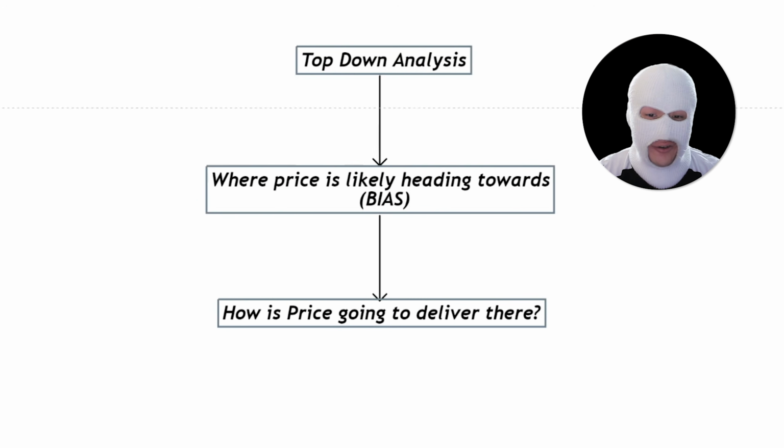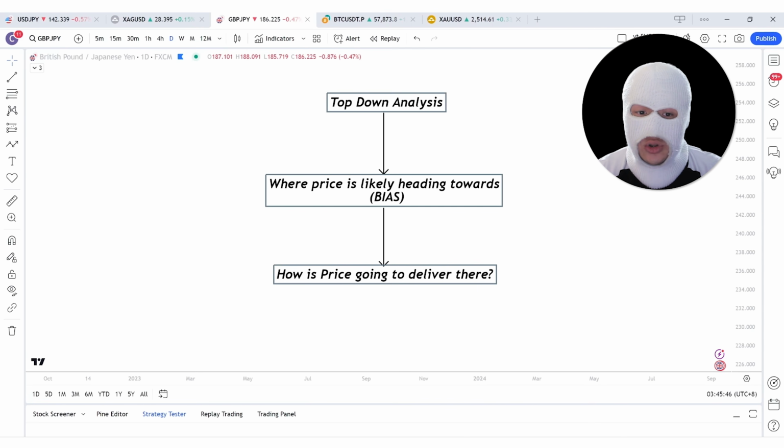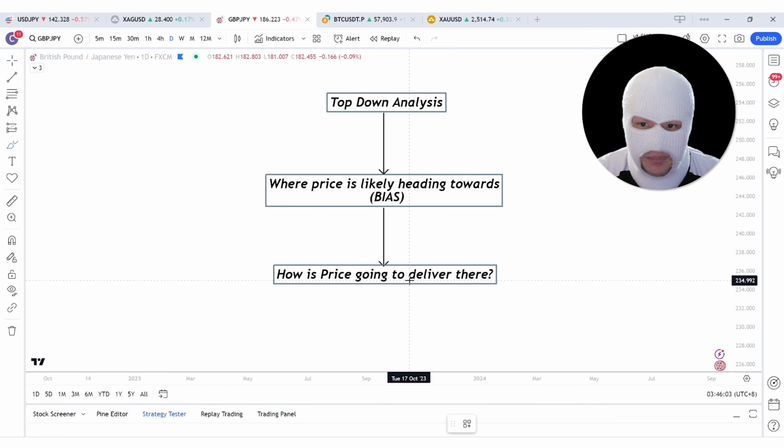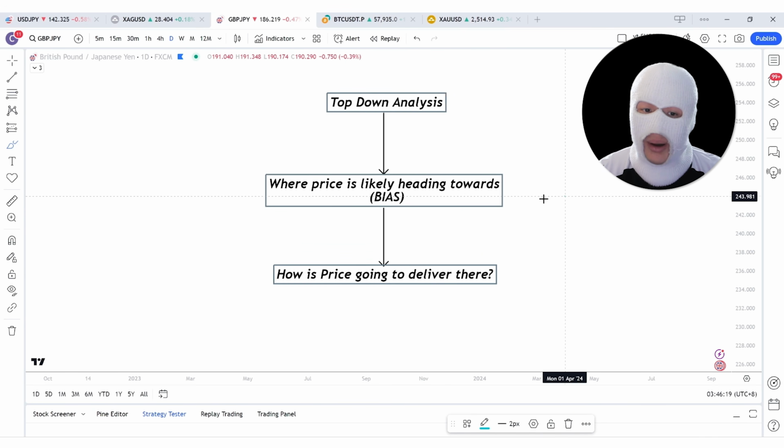So let's start out with figuring out the very first step of where price is going to go. To do this, we are going to do top-down analysis. The whole purpose behind the top-down analysis is to find out the answer to the question, where is price most likely heading towards? That is our bias. Once we find our bias, we need to find out how price is going to deliver there, whether it be a simple candlestick confirmation or order blocks or fair value gaps. These are patterns on the charts you need to pay close attention to in order to get in before the big move happens. So of course, the natural question is, how do we find our bias?